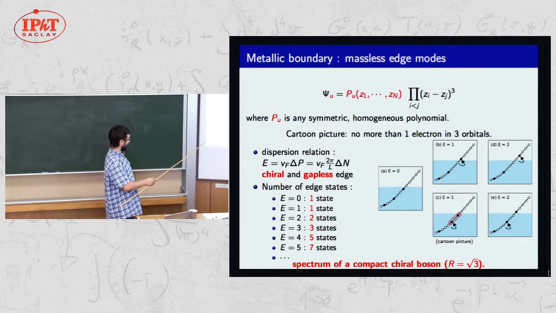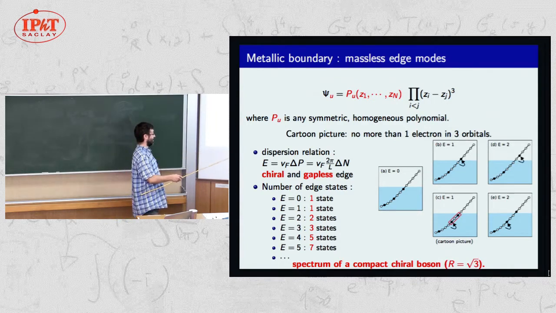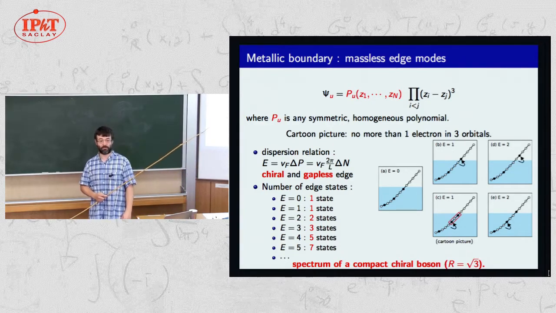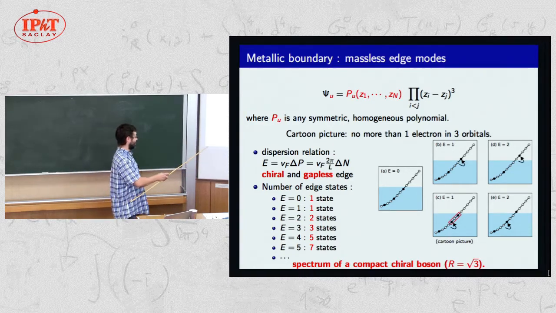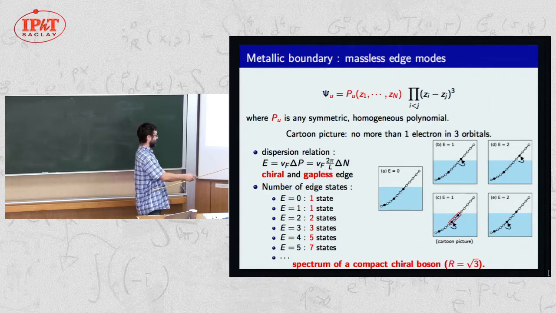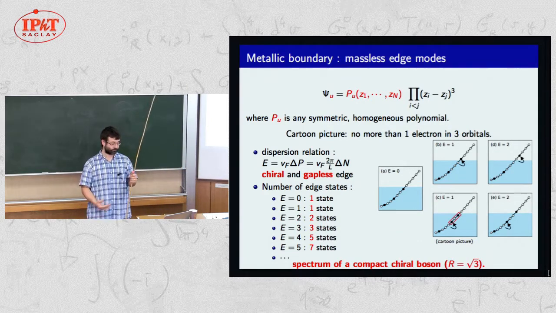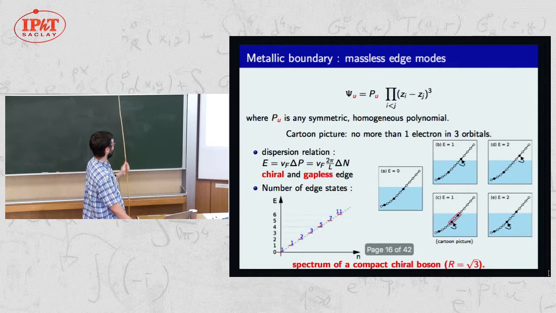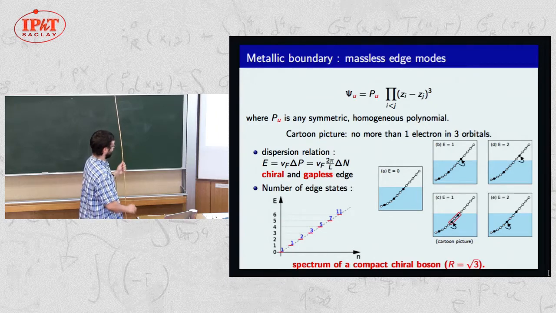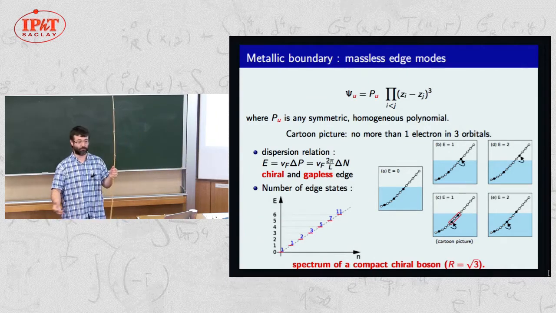So this is also the spectrum of a chiral boson. And another game you can play, I haven't explained here, but you can also remove or add a particle and see how much energy it costs. And then you'll see the charge aspect of this. You'll find that actually it's a compact boson with a certain radius. Right. And it's chiral because, well, you see the dispersion relation always goes one way.